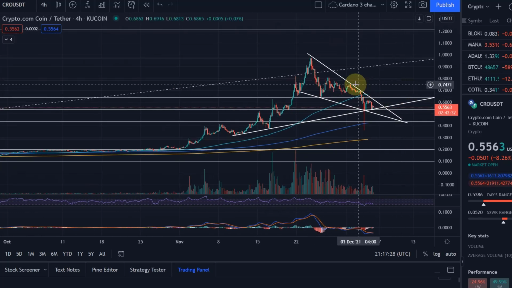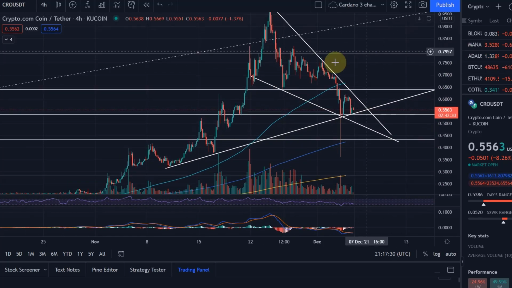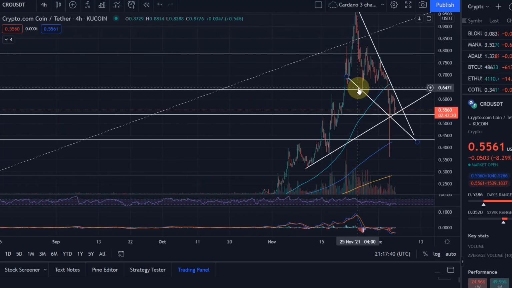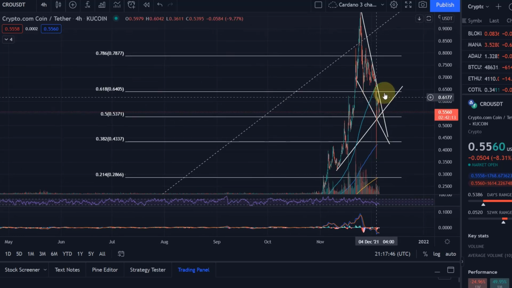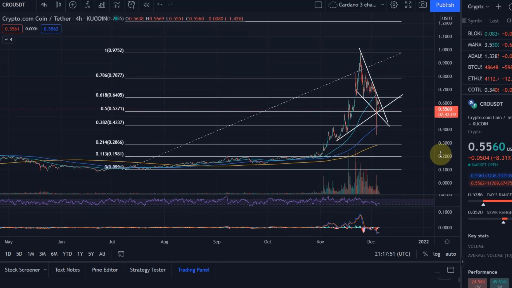Whoever wants to trade that breakout, you can see that descending wedge here. If we break to the upside, this would be a key support level above 64 cents. I would say above 64 cents because then we also break above the 0.382 fib level. That would be a very important level, and then the next target would be 78 cents.